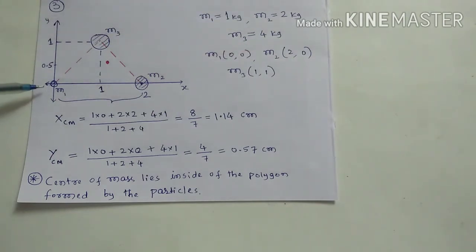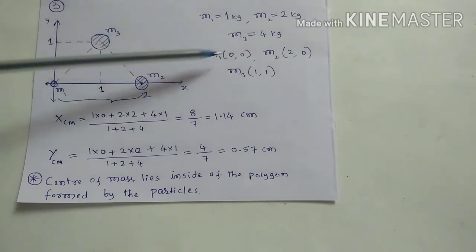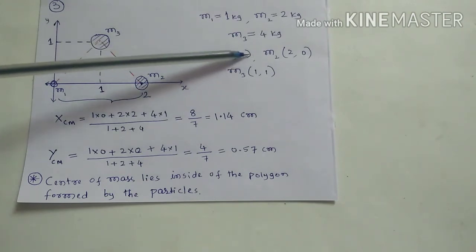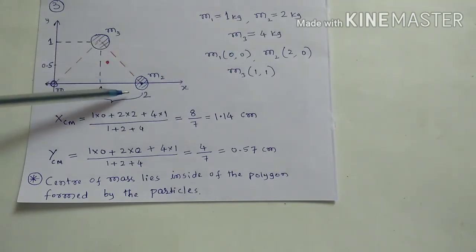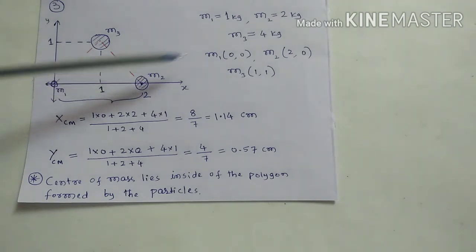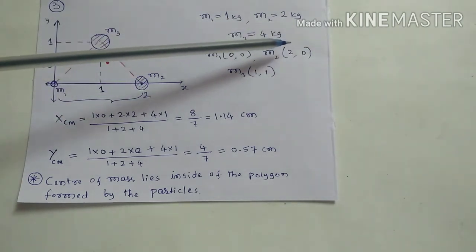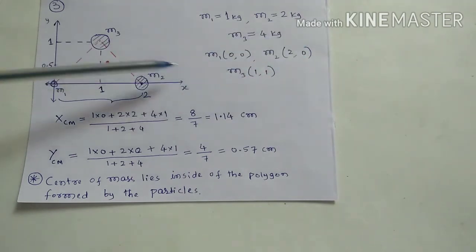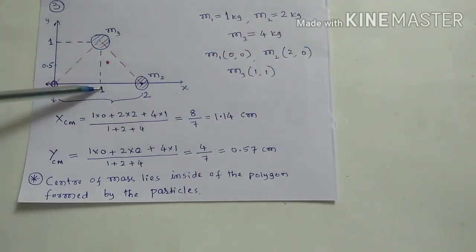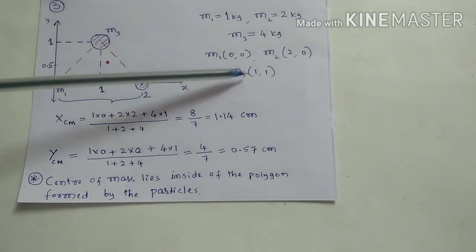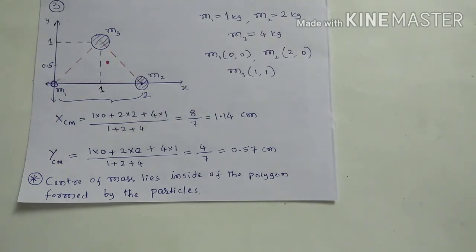So M1 is located at the origin, so X1 Y1 is 0 comma 0. M2 is 2 comma 0, Y coordinate is 0 here. So X2 Y2 is 2 comma 0. M3 is here, X coordinate is 1, Y coordinate is 1. M3 is 1 comma 1. Now we are going to find out the X coordinate of the center of mass and the Y coordinate of the center of mass. Very simple. Here 3 particles are there.